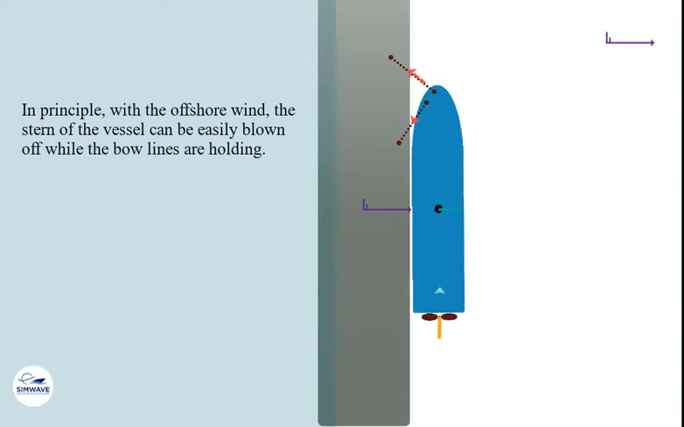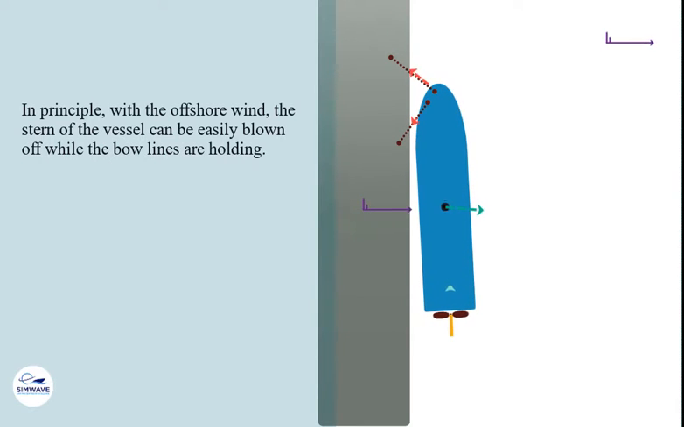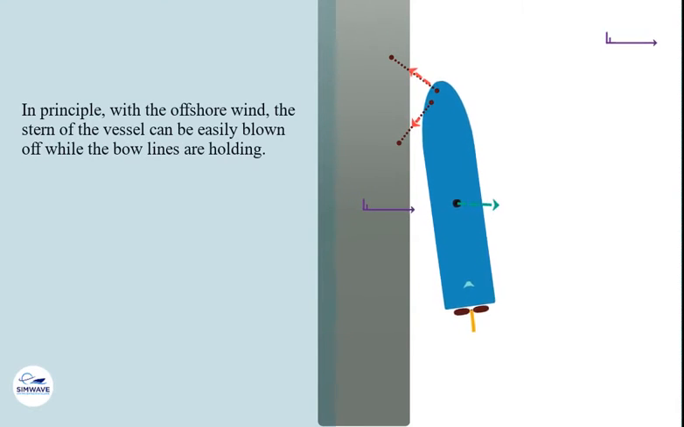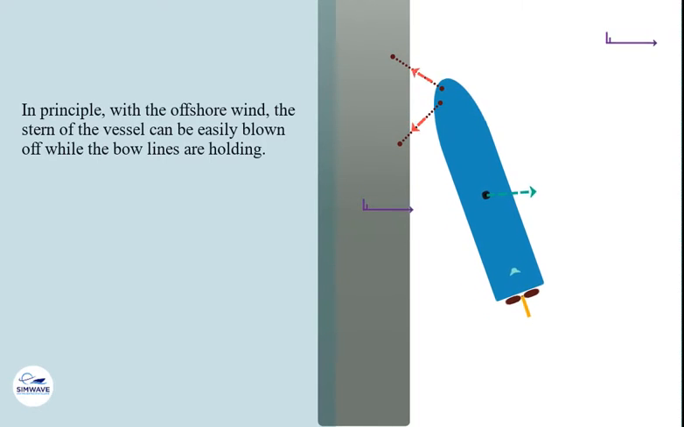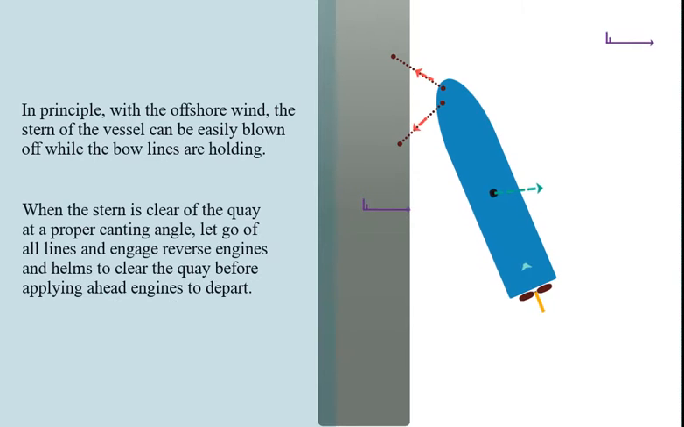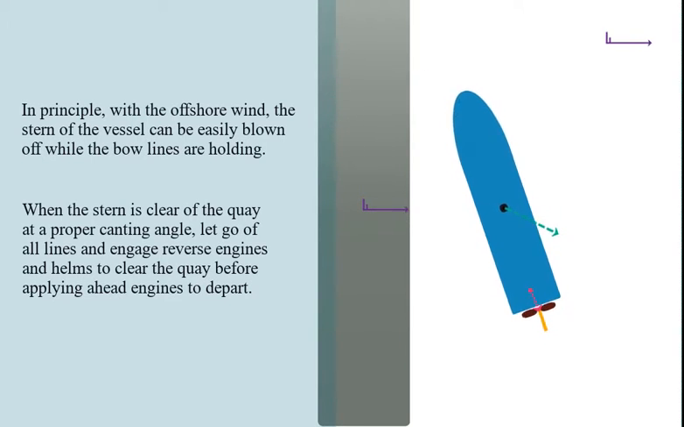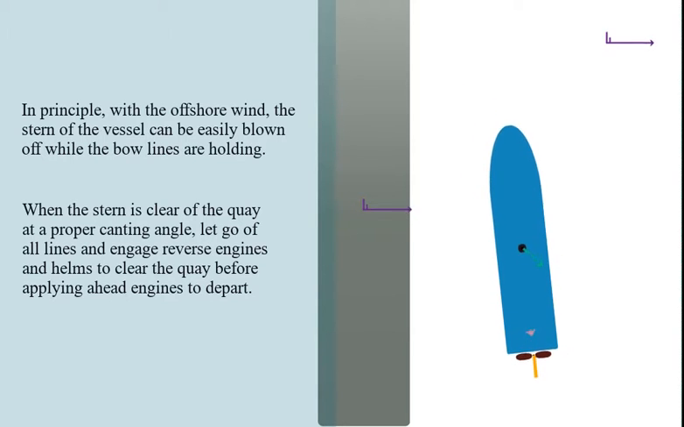With the offshore wind, the stern of the vessel can be easily blown off, while the bow lines are holding. When the stern is clear of the quay at a proper canting angle, let go of all lines, and engage reverse engines, and helms to clear the quay before applying ahead engines to depart.